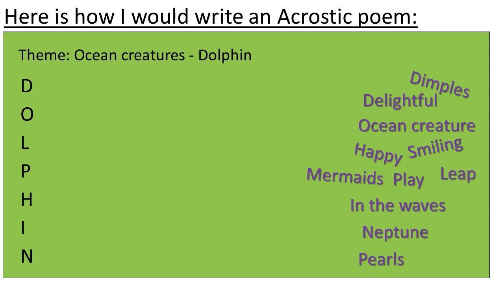Right. Now, steps 4 and 5 often happen at the same time. This is where you look for words in your brainstormed ideas, and you try to match words with the letters in the topic. Alright, so let's get started. A D. I've got dimples, I've got delightful, and I think that's what I'm going to use. Delightful. So anything with an O here? Yes, ocean creatures, creature.